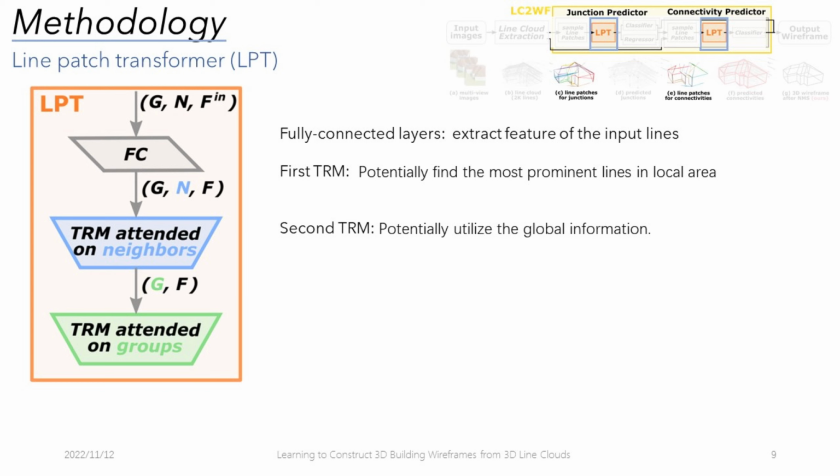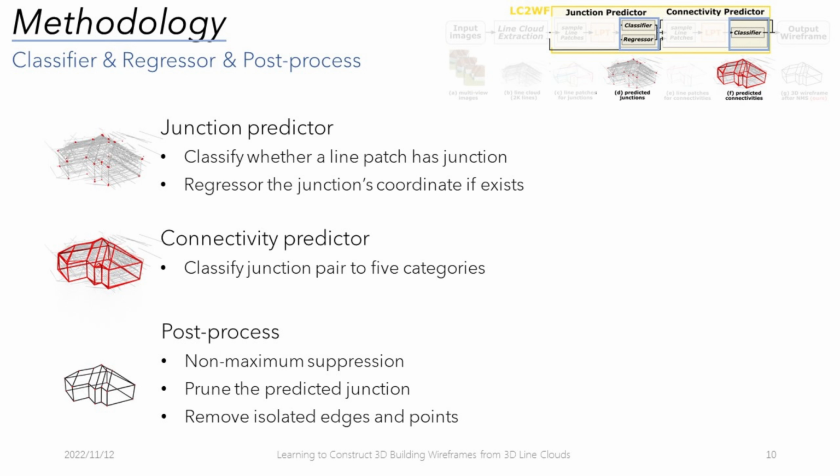The final output of the LPT is G groups of vectors which represent the features of the light patches. Then we feed the feature of each patch to the classifier and regressor to get the predicted results. In the junction predictor, the classifier will classify if there exists a junction in the light patch, and the regressor will regress the potential junction position if it exists.